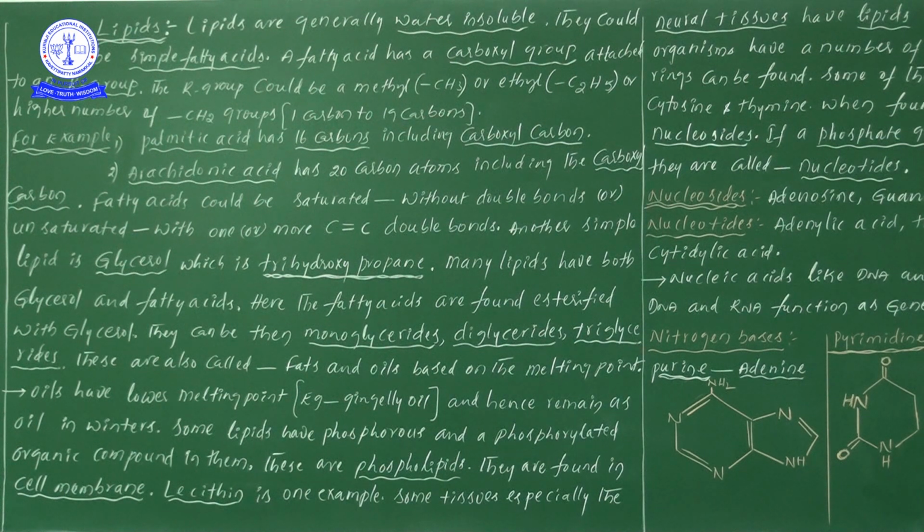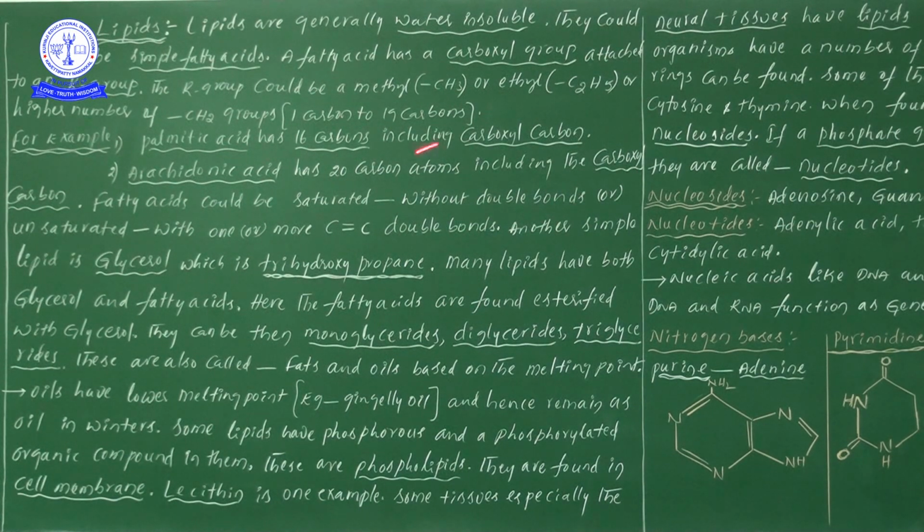So fatty acids can be considered in 2 categories. One is saturated and one more is unsaturated. I didn't underline here: one is saturated and one more is unsaturated. So fatty acids could be saturated means, what is the main important thing? Without double bonds.